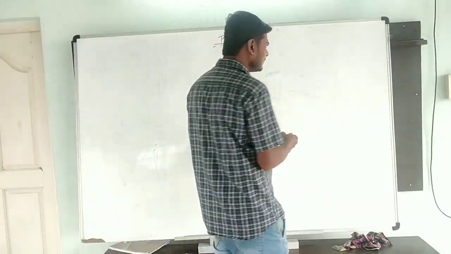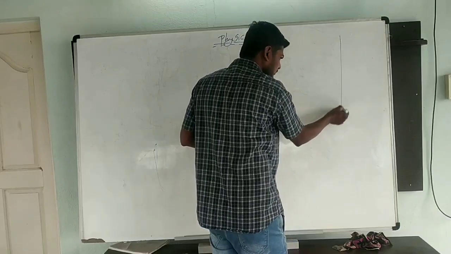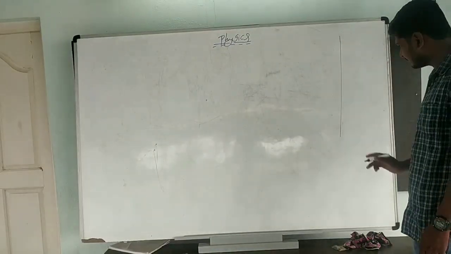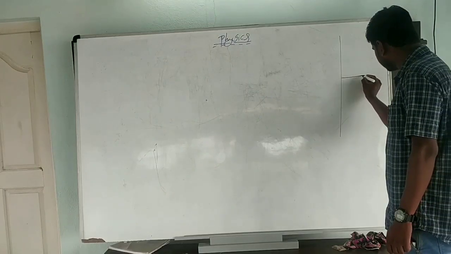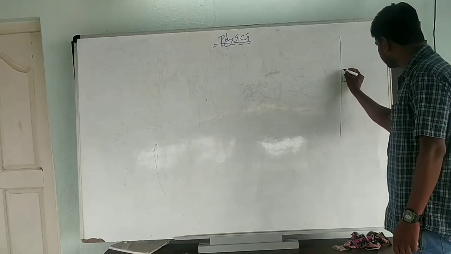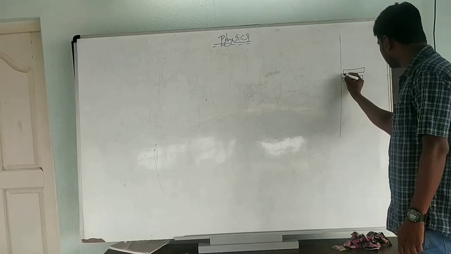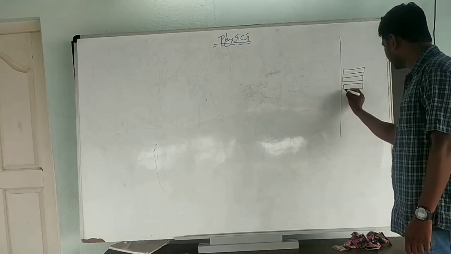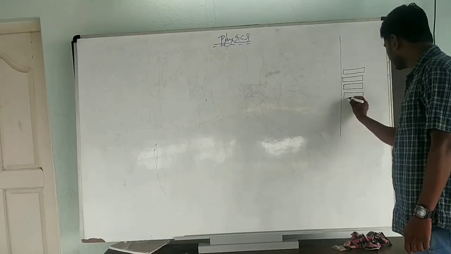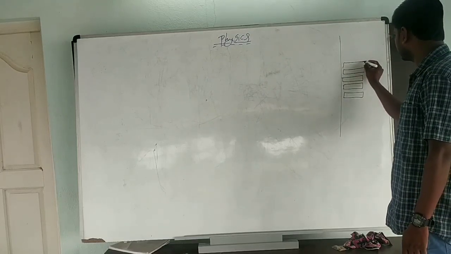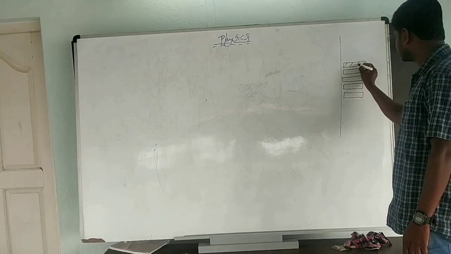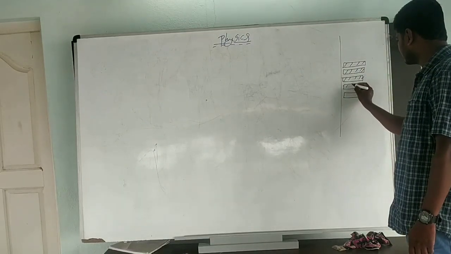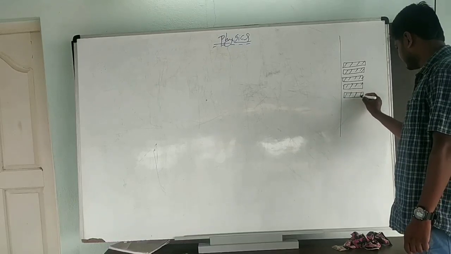Now, for example, take this as the screen. At the center of the screen, we will get the bright fringe. Above it, we will get the dark fringes. Above the center or below the center, we will get alternate bright and dark fringes. In this way, we get dark fringes, and at the center, we get the bright fringe.